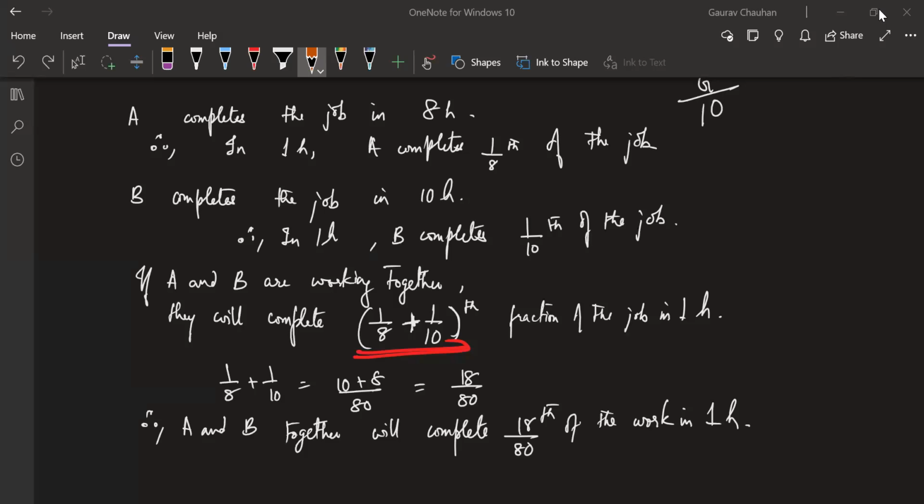Okay, think about them as one person only. Think about X will complete 18/80 of the work in 1 hour. How many hours will X take? This person is X. They are working together. Let's call them X. X is completing 18/80 of the work in 1 hour. How many hours will that X take?